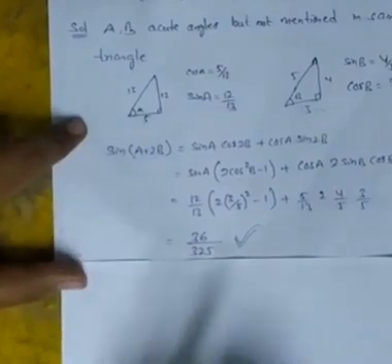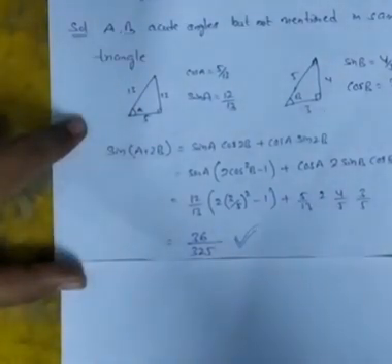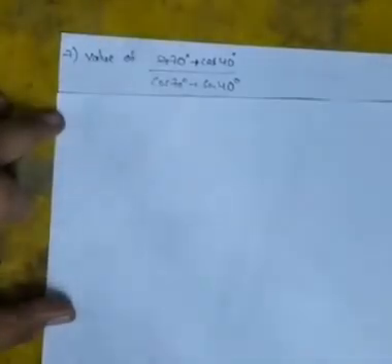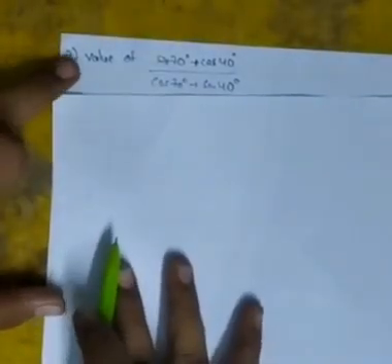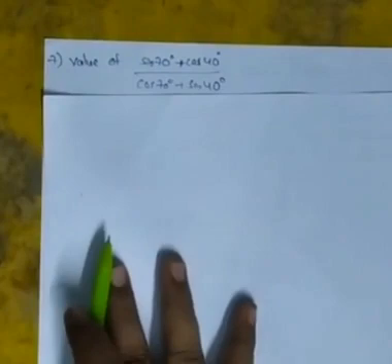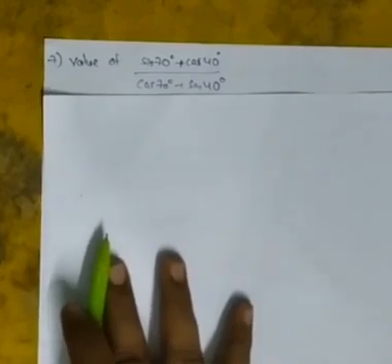We will see the next question, the 7th question. The 7th question goes like this: it is asking the value of (sin 70 + cos 40) / (cos 70 + sin 40). For this question we need to know some formulas, those are the summation to product rule. We studied these formulas in previous classes.